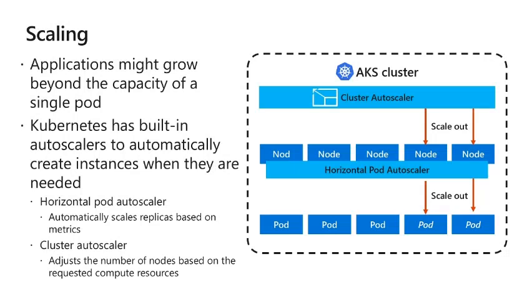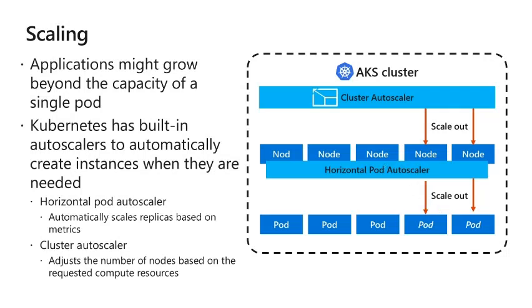Horizontal pod autoscaler. Kubernetes uses horizontal pod autoscaler to monitor the resource demand and automatically scale the number of replicas. By default, the horizontal pod autoscaler checks the metrics API every 30 seconds for any required changes in replica count. When changes are required, the number of replicas is increased or decreased accordingly. So every 30 seconds, it checks if they need to auto scale.